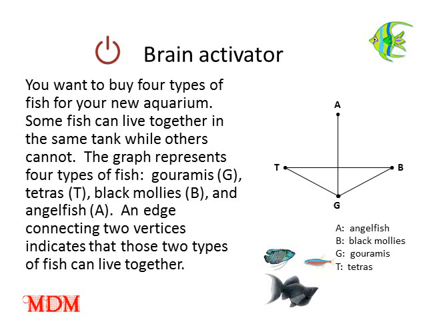You want to buy 4 types of fish for your new aquarium. Some fish can live together in the same tank while others cannot. The graph represents 4 types of fish. The Gouramis is represented by the vertex G, Tetras by T, Black Mollies by B, and Angelfish by an A. An edge connecting 2 vertices indicates that those 2 types of fish can live together.